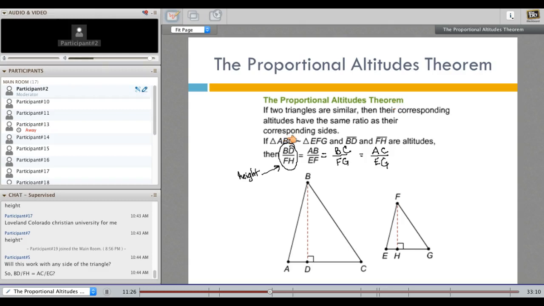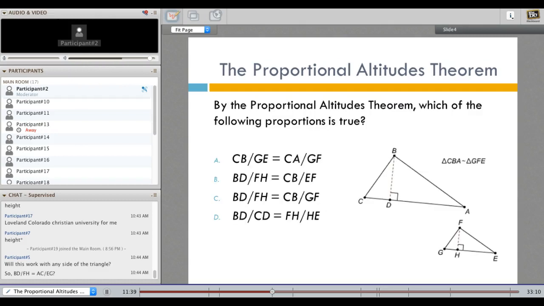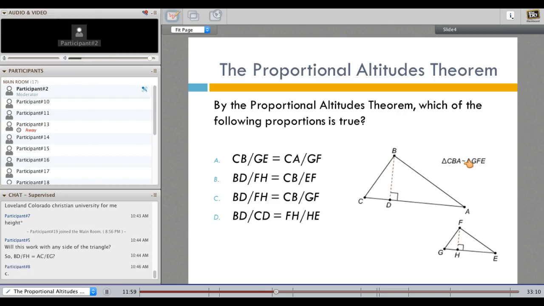Again, the criteria is you have to know the triangles are similar. As long as you know that, the ratio of the altitudes is the same as the ratio of any of the sides. Okay? All right, so let's apply it here. It says, by the proportional altitudes theorem, which of the following is true? Okay, so take a look, and again, you guys hopefully are getting used to this. With similarity, it's really just a matching game. So let's take a look, and you guys have polling tools, so go ahead and put it in your polling tool once you find the answer.